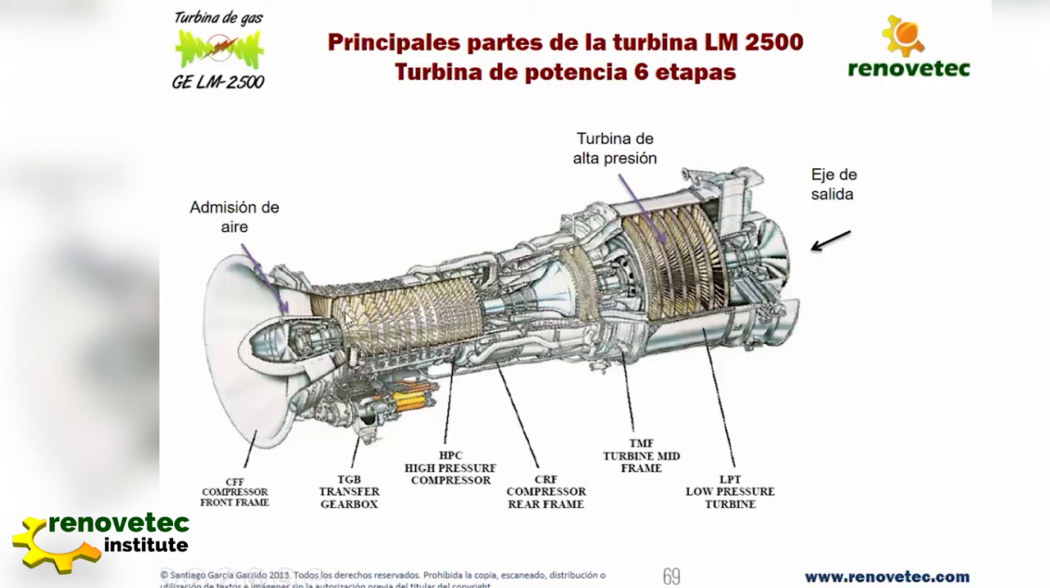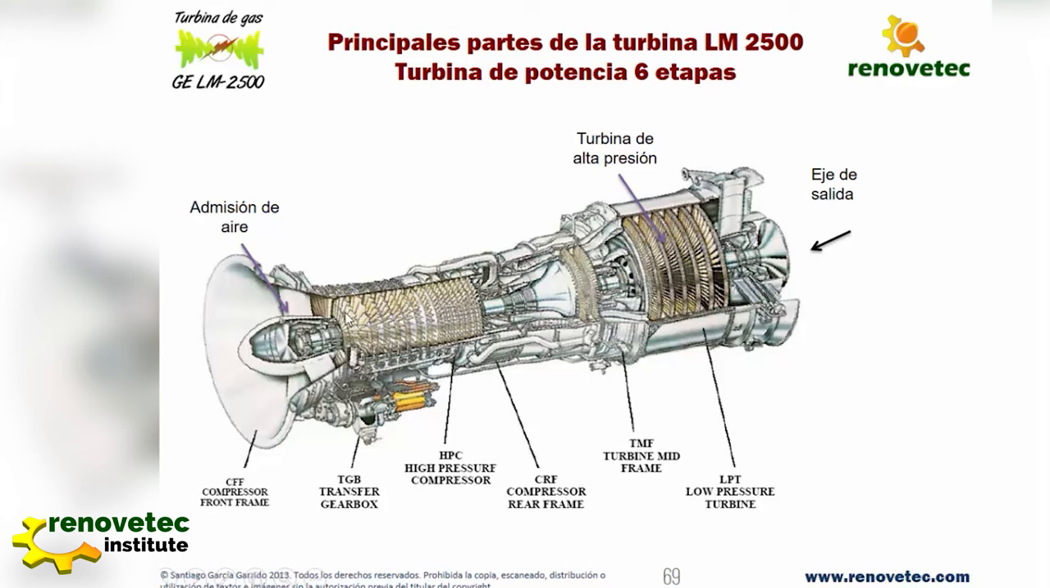But in the case of the LM2500, the casing is divided in radial sections, and if we want to dismount the compressor or the expansion turbine, it is necessary to dismount the different sections of the casing, and the casing is radially divided. The second structural element is the rotor, and the rotor is composed of a shaft and blades.